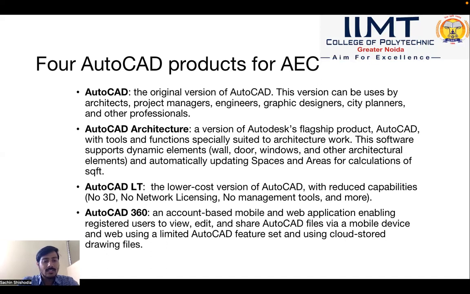Now the third one is AutoCAD LT. This is the lower cost version of AutoCAD, with reduced capabilities: there is no 3D, no network licenses, no management tools, and more. AutoCAD 360 is the next and updated version of AutoCAD, which is basically developed for mobile applications and web applications. This allows registered users to view, edit, and share AutoCAD files via mobile device and web using limited AutoCAD features. Here we have the application of cloud storage in AutoCAD 360 also.